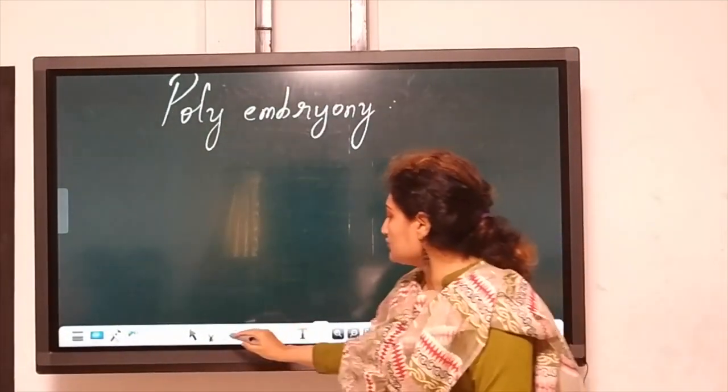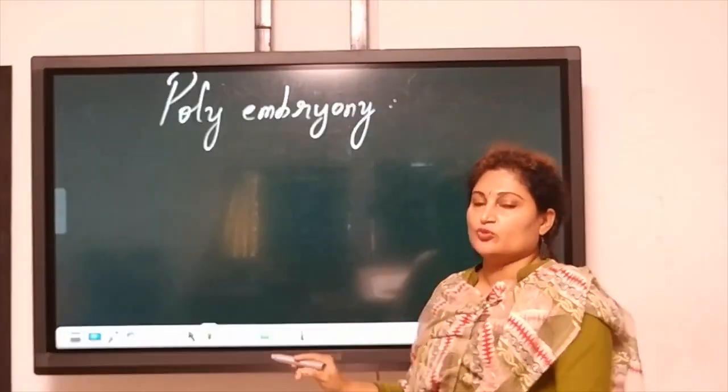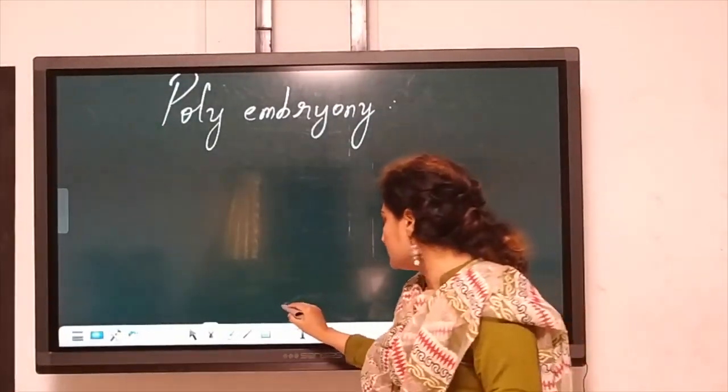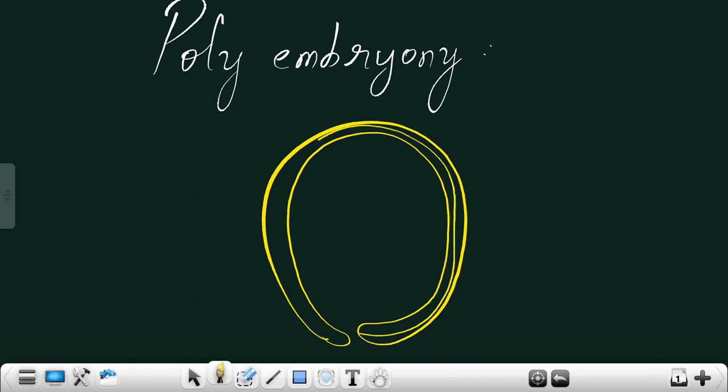So here I'll have to draw the structure of an ovule. We know the structure of an ovule, a horseshoe shaped structure surrounded by integuments. Look, now I have drawn one integument. You can split it and draw it like this, which means it is surrounded by two integuments. It varies from species to species, so you can either draw one integument or two integuments. Now this is the ovule.